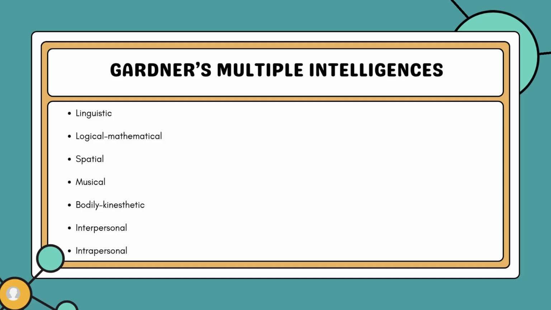Gardner's multiple intelligences theory proposes that intelligence is not a single ability but a combination of different kinds of intelligences. This includes linguistic, logical mathematical, musical, bodily kinesthetic, spatial, interpersonal, intrapersonal, naturalistic, and sometimes existential intelligence. Understanding these varied intelligences helps educators design learning experiences that tap the students' unique strengths. By recognizing and nurturing multiple intelligences, teaching becomes more personalized, engaging, and effective.